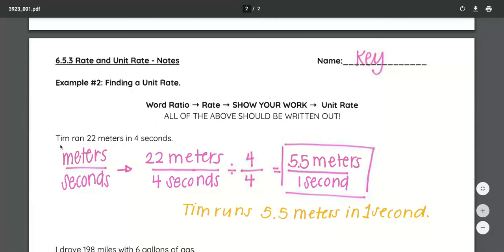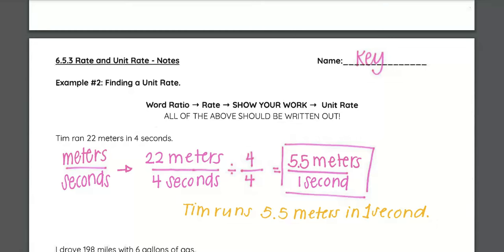So here's an example. It says Tim ran 22 meters in 4 seconds. So I'm comparing meters and seconds. I write my word ratio first, which would be meters to seconds. Simply the words first. No numbers here, just my words that I am comparing. Then I move on to the rate, which I pull from my situation. Well, there's 22 meters in 4 seconds. I keep my meters on top because my meters come on top in my word ratio, that blueprint.